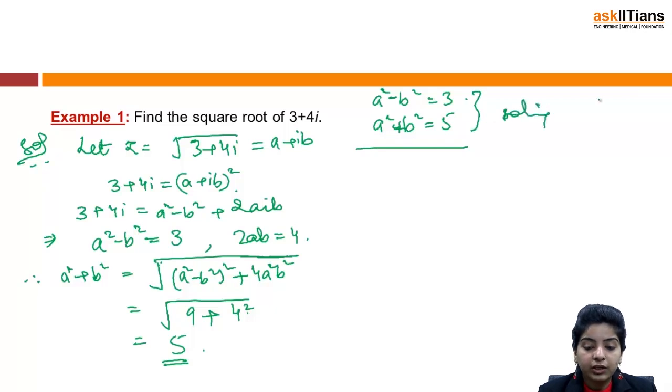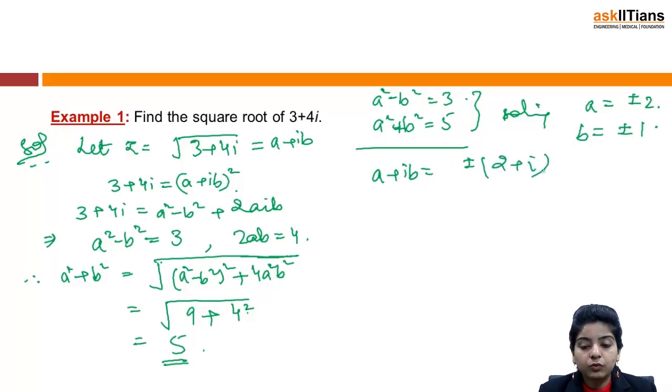Now I've got the values of a square minus b square is 3 and a square plus b square is 5. So you can just simplify these two equations. Solving them, we can get the value of a is plus minus 2. Simply you can subtract these two equations, you will get the value of b, then substituting the value of b, you can get the value of a, and the value of b becomes plus minus 1, right? And therefore a plus ib becomes plus minus of 2 plus i, because the value of b is 1, so we have i into 1. That is the required answer.